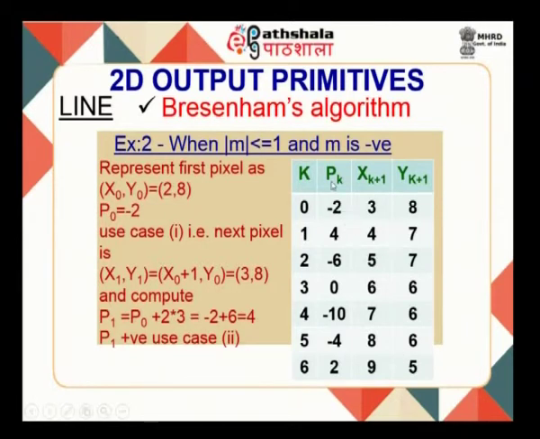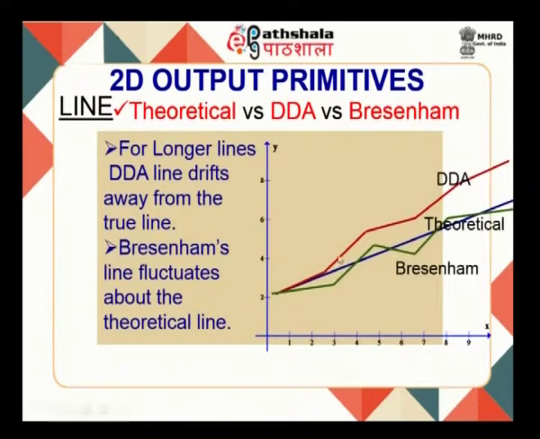You could still observe that p k is actually not fully negative or not fully positive. All the values are actually fluctuating between positive and negative values. So, when you observe the two algorithms and compare with the theoretical line, the theoretical line is something that you could draw using the exact values, whereas when we use algorithms like DDA or Bresenham, we get an approximation only.